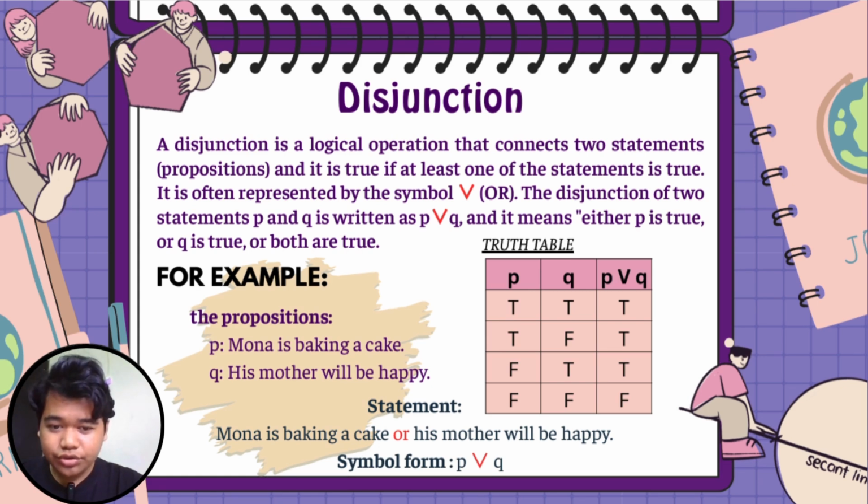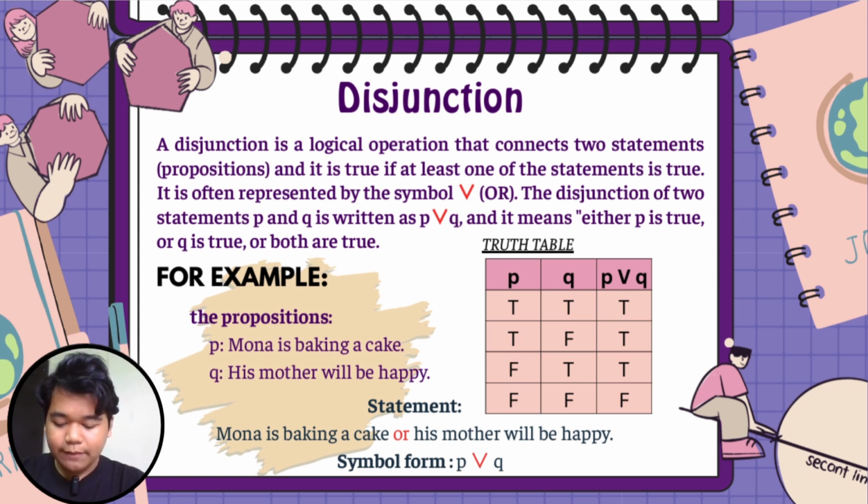If we refer to the truth table below, if statement P is true and statement Q is true, then P or Q is true. Then, if statement P is true and statement Q is false, P or Q is true. If statement P is false and statement Q is true, the statement P or Q is true. If statement P is false and statement Q is false, then P or Q is false.